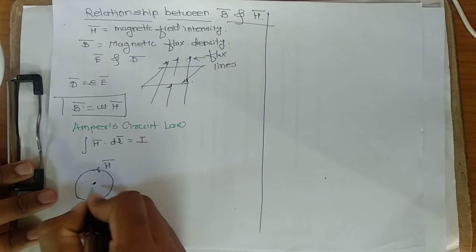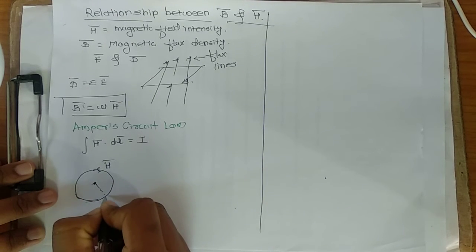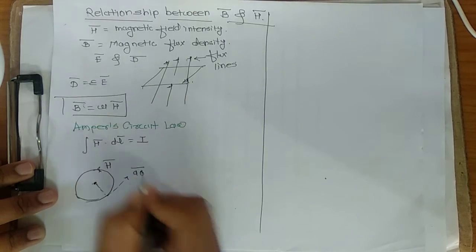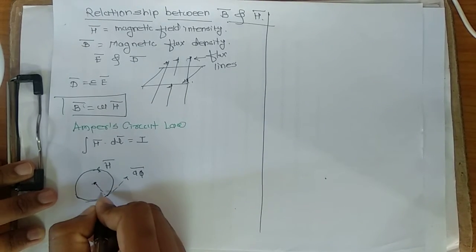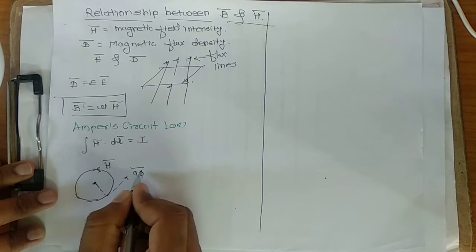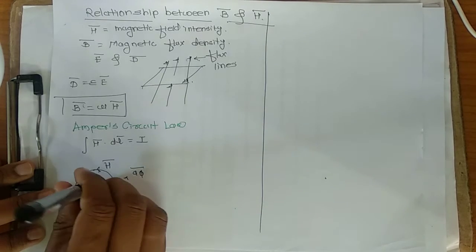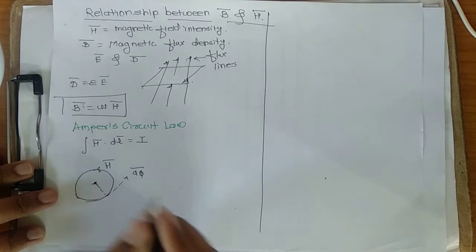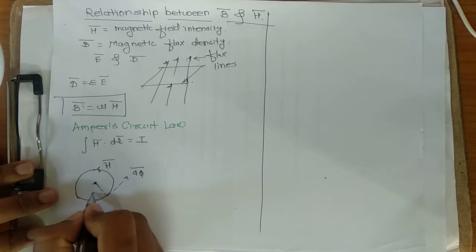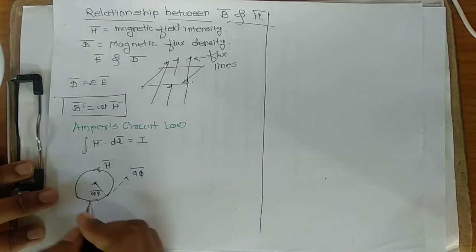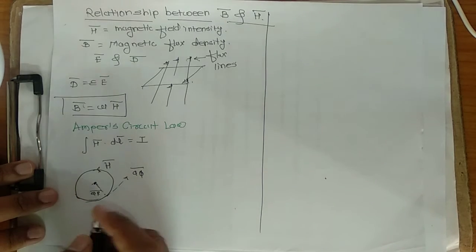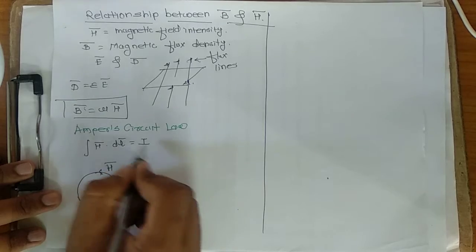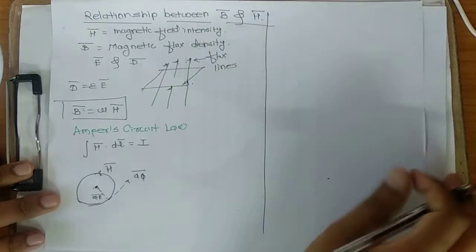Then we have to find the a phi bar. This is the angle, and we call it a phi bar because it is perpendicular to the radius. This is the radius of the ring, and this is the perpendicular a phi bar. Z is in this direction, so everything is perpendicular to each other. Again we call this a r bar. Now we have to check by derivation, using H bar dot dl bar, whether it is true or not.